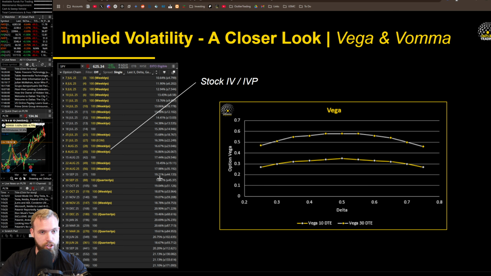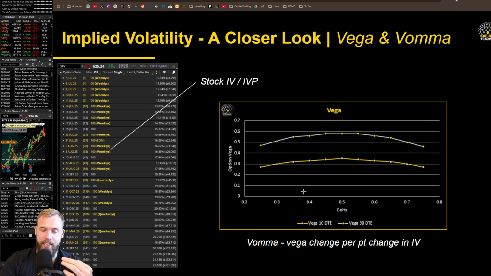Now, Vomma is a higher order Greek that tells us how much Vega changes. Think of it as the gamma of Vega. The reason this is important is that if you're selling a lot of really far out of the money options, you can think you're pretty safe. But then all of a sudden, if implied volatility changes and something has a lot of Vomma, because the Vega can expand very quickly, your position can move pretty meaningfully against you.